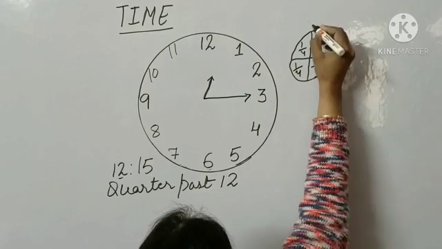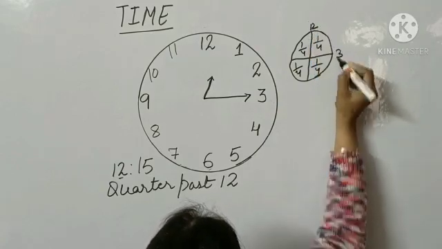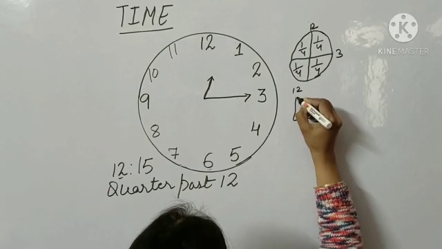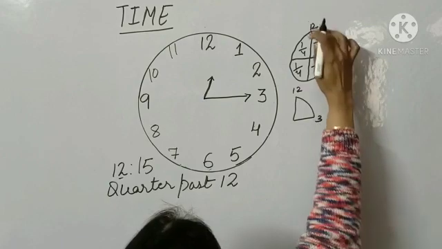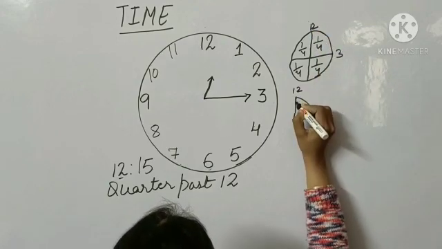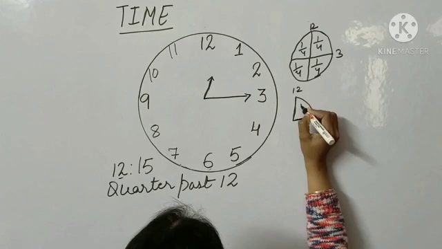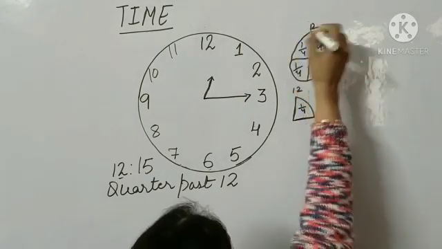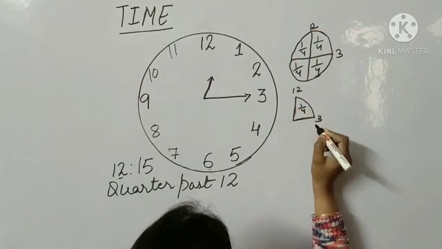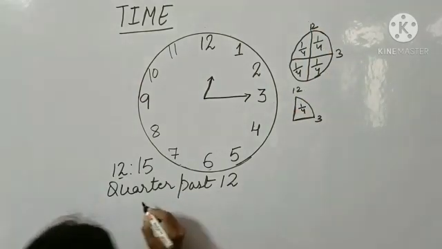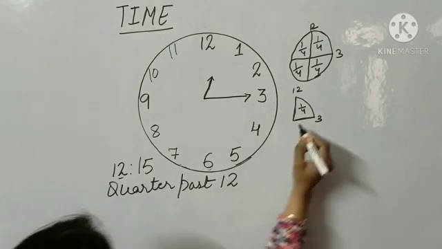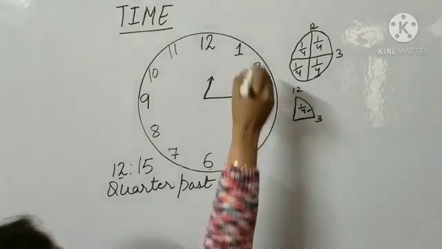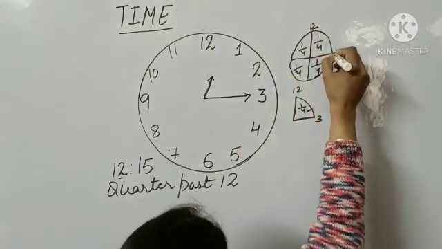Now this is 12 and this is 3. This portion I have taken out from the circle, this little portion. So it is what? It is 1 by 4 part of this particular circle. So this 1 by 4 part we call a quarter. This 4 is representing it as quarter. This is the quarter part of the circle.